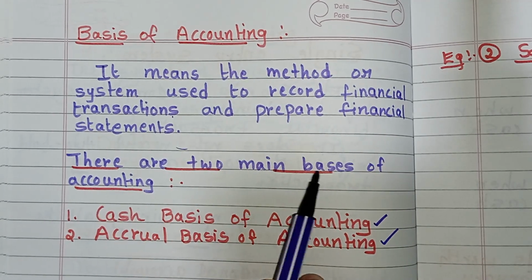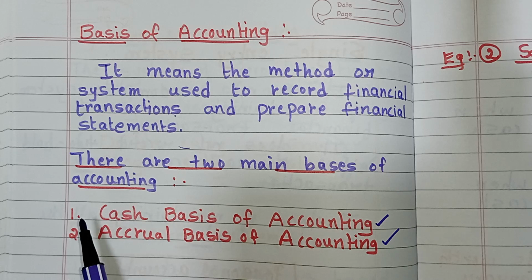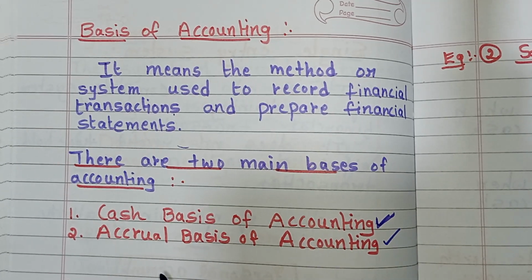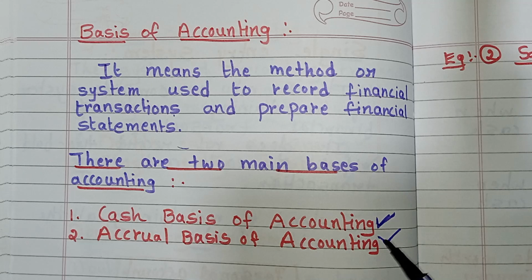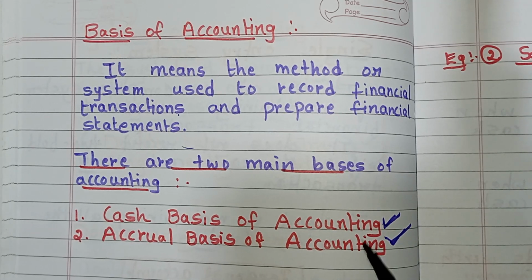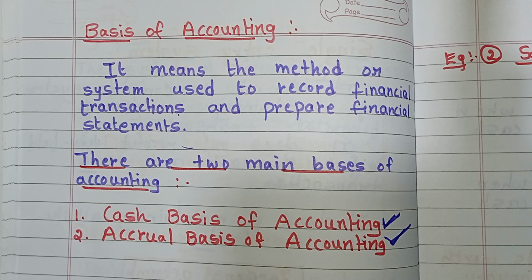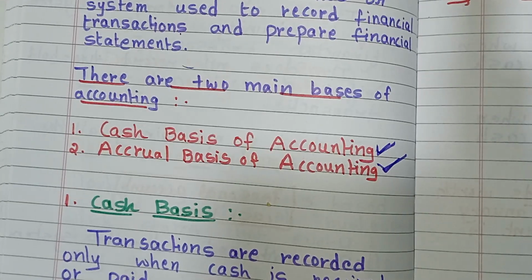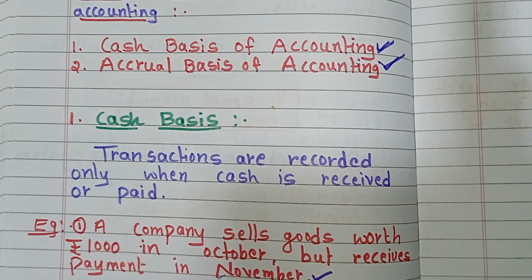There are two main bases of accounting. The first one is cash basis of accounting, and the second one is accrual basis of accounting. These are the methods or system used to record the financial transactions and prepare financial statements. Now first one, that is cash basis of accounting.